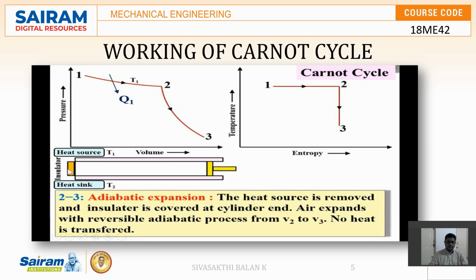So during adiabatic process entropy is always constant. The heat source is removed over here, you can see, and the insulator is covered at the cylinder end. Air expands with a reversible adiabatic process. So during the reversible adiabatic process volume is increased from V2 to V3, and you know that during adiabatic process no heat is transferred.